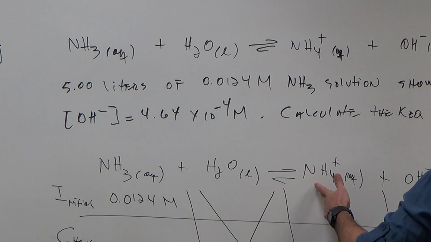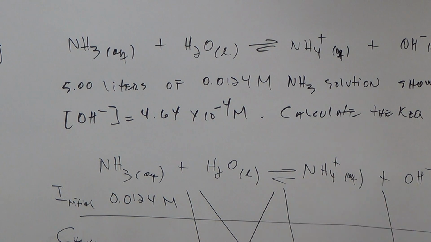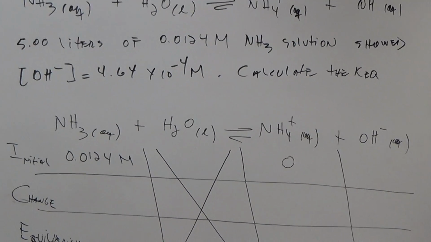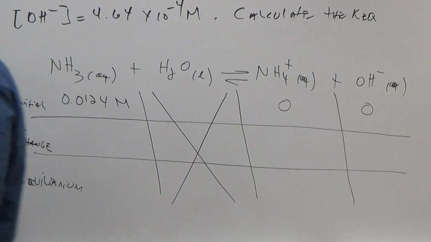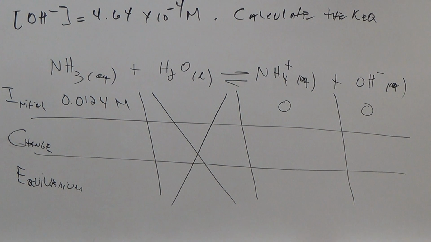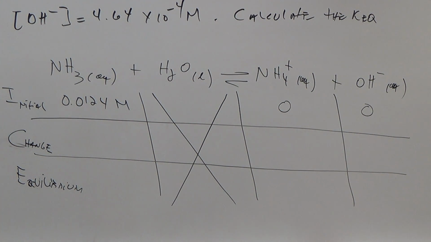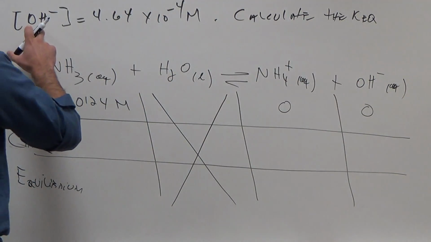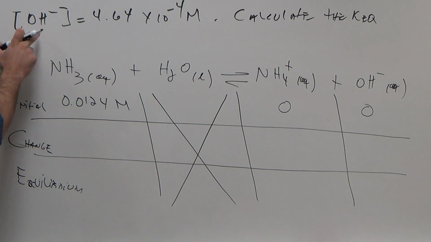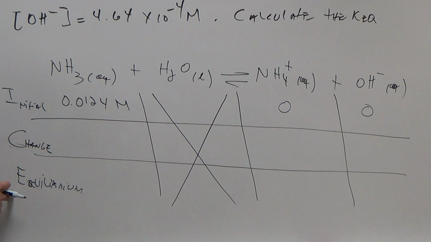NH4. Do I have any NH4 that I began with? No, I do not have any NH4, because it doesn't say I have any NH4. How about OH minus? Do I have any OH minus? No, 0. That will change in the future, but it doesn't change now. So I didn't tell you anything about those. This information here for OH minus, is it initial? No, it's equilibrium, not initial. That's the end over there, but we're not going to worry about that yet.